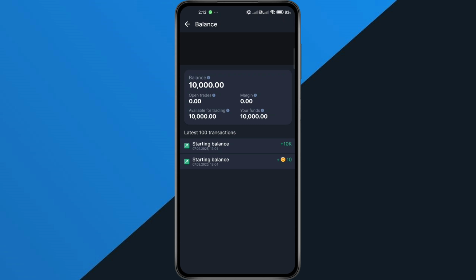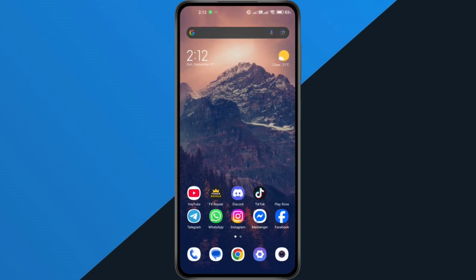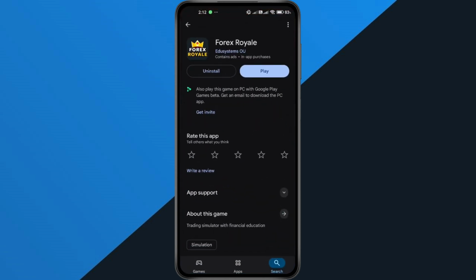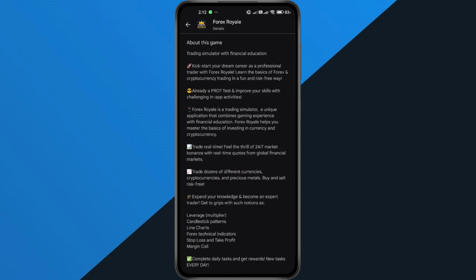Now, before going any further, let's double-check what Forex Royale actually is. If you head over to the Google Play Store and search for the app, you'll see it's listed as a trading simulator. That means it works more like a game than a real exchange. It's built to teach you the basics of crypto trading, help you practice strategies, and give you a feel for the market, but without any real-world financial risk.